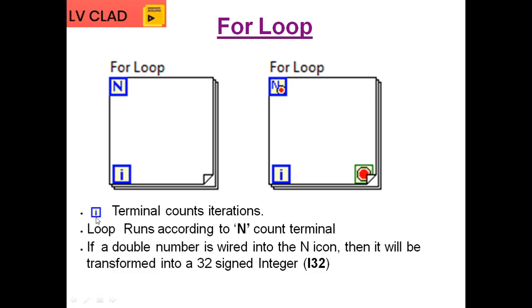As usual, i is the iteration terminal, and n is additionally available. The while loop does not have any n, but the for loop has an n, so they decide how many times the loop is going to be executed. If you connect any double number and wire it to the n icon, it will automatically be converted to the signed integer i32. Signed integer means the values start from negative, then 0, after that the positive values. So 0, negative values and positive values are all available.